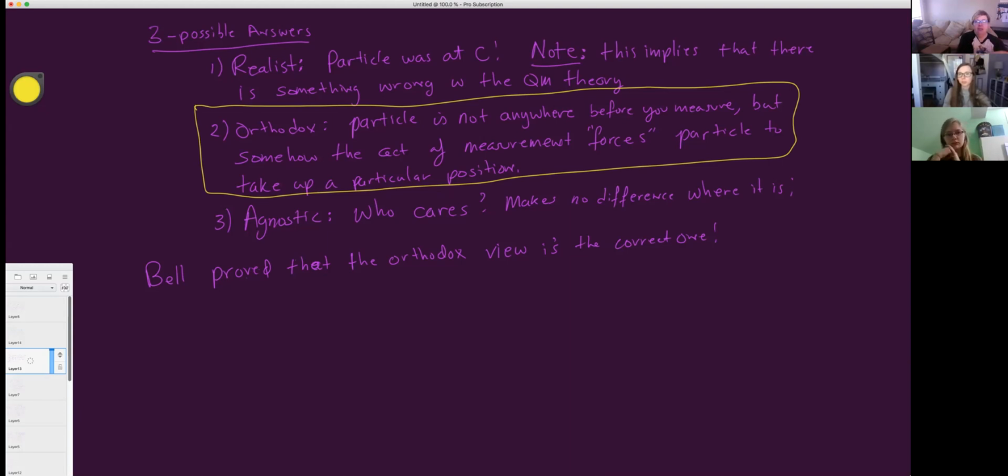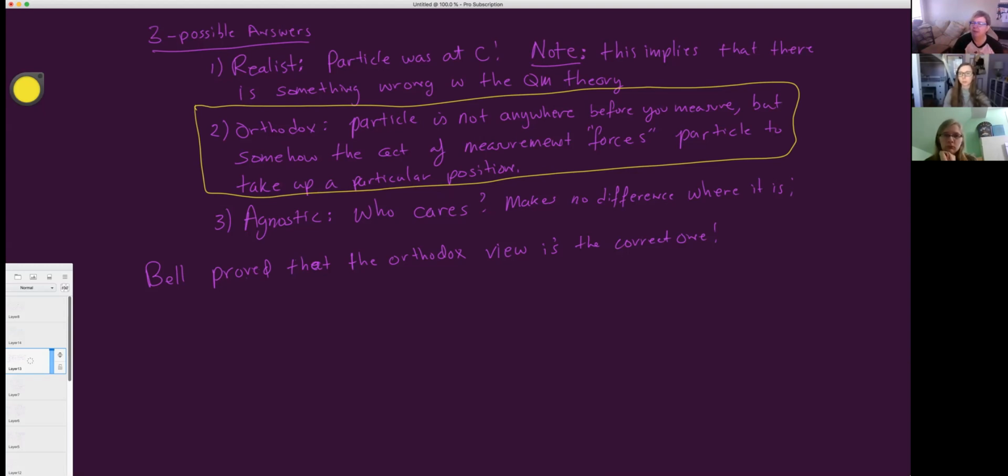dead. The reason the whole paradox came up in the first place was an argument against the orthodox view, before Bell proved that it was true, right? So people were like, that's not possible. And then they made up this Schrodinger's cat thought experiment to show how ridiculous quantum mechanics was, because a cat can't be half alive and half dead.